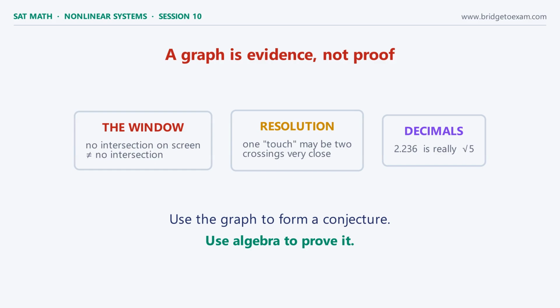Third, and most common on the SAT, decimals hide exact values. The graph reports x equals 2.236. Is that the answer? Look closer. 2.236 is the square root of 5. If the answer choices contain radicals, your decimal can't match them, and you'll pick wrong or waste a minute. So use the graph to form a conjecture, and use algebra to prove it.